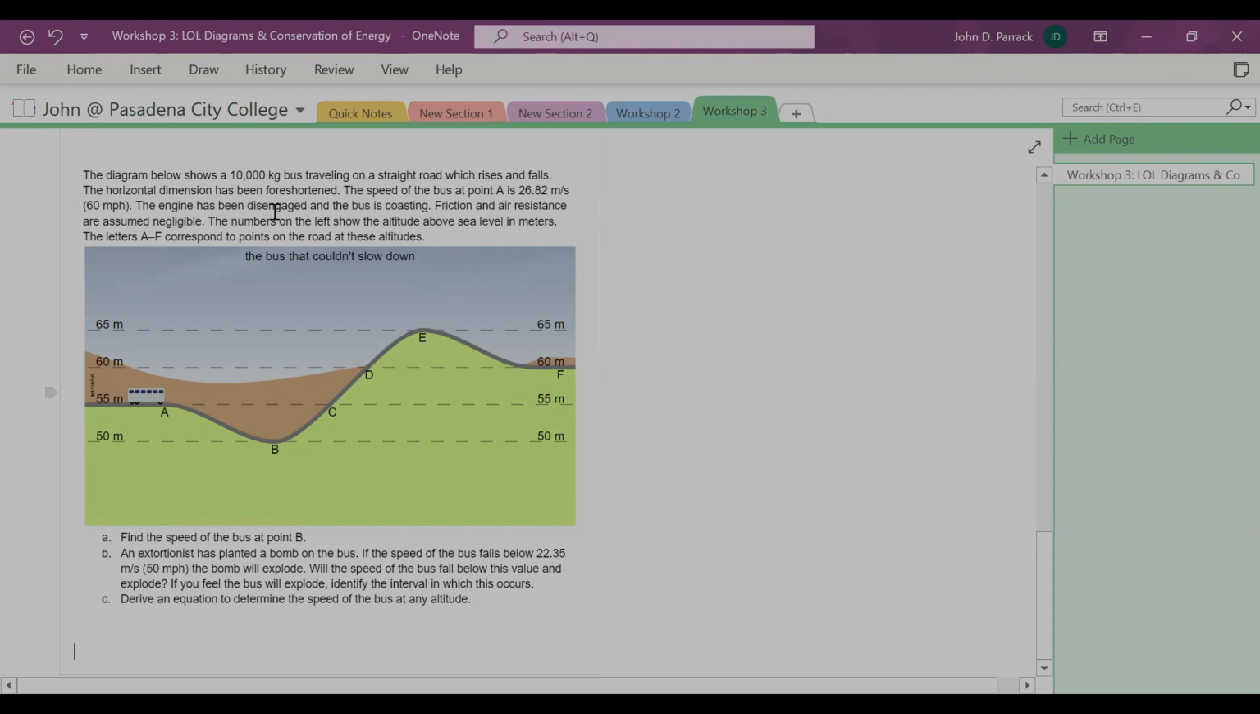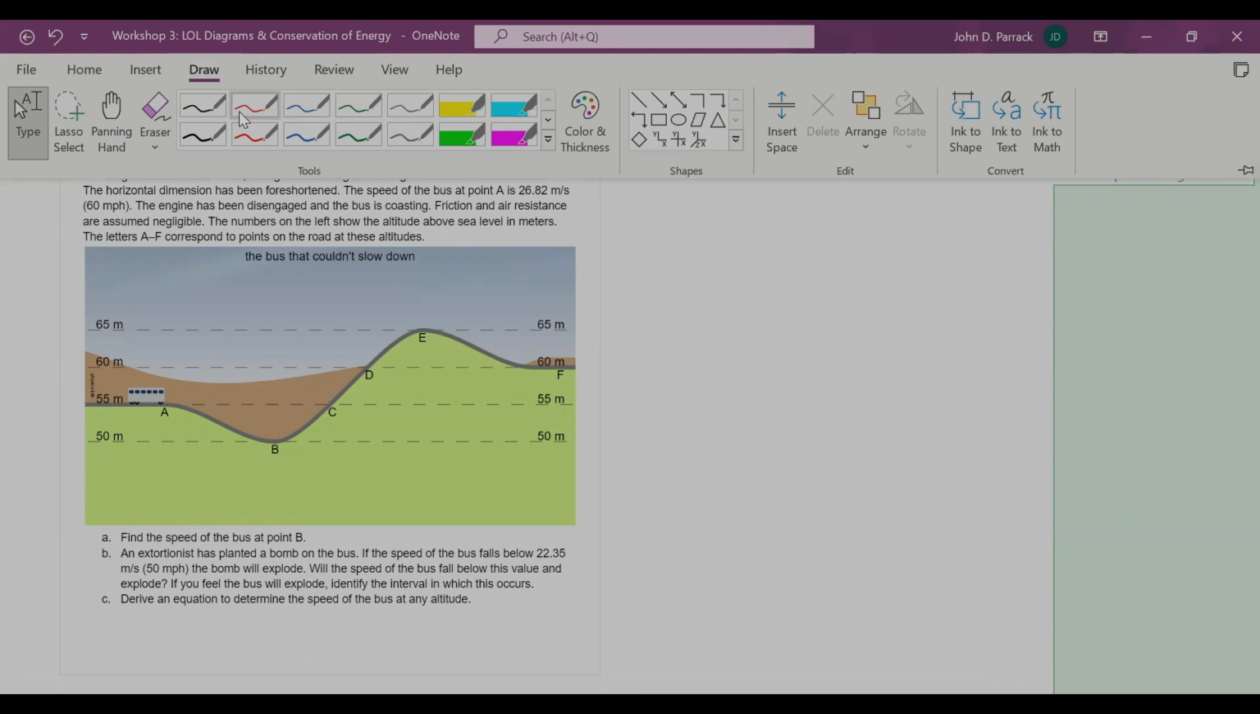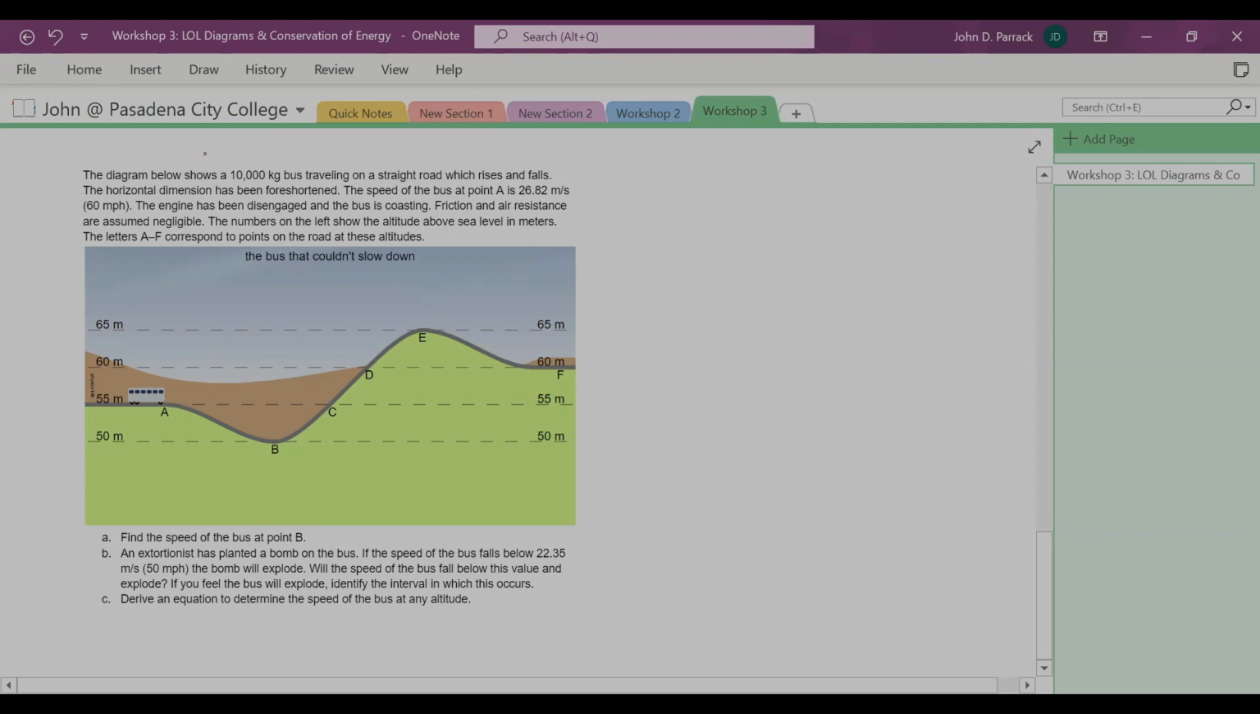The engine has been disengaged and the bus is coasting. So there's no acceleration, that tells me. The friction and air resistance are assumed to be negligible. The numbers on the left show the altitude above sea level in meters. The letters A through F correspond to the points on the road at these altitudes. Okay, so yeah, let's break that down. That was a pretty lengthy setup to the problem. Let's make sure we understand everything they're telling us in here.